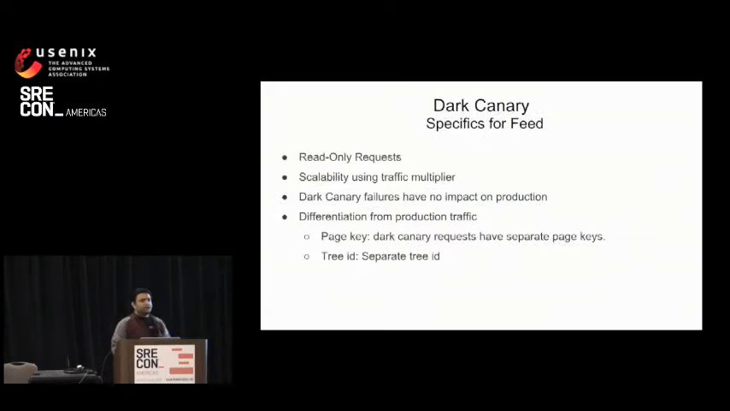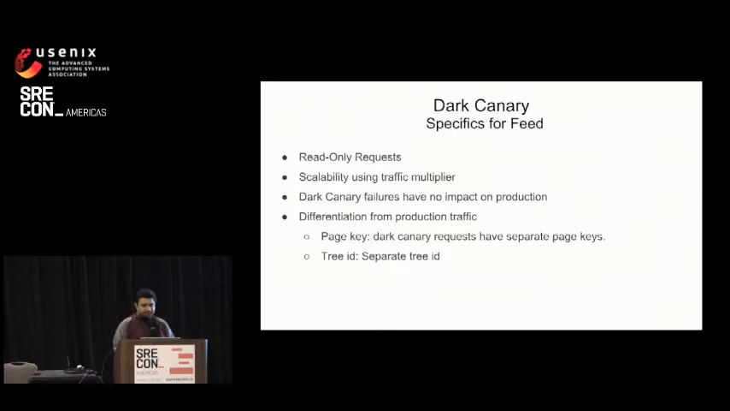So how do we use dark canary for the feed system? We use dark canary only for read-only requests. The read requests are forwarded to the dark canary, and write requests are automatically filtered out. Because of this, we can also scale via the multiplier. If we want to send more traffic, we just update the multiplier, and we can send more traffic to the dark canary node. There is no production impact, as the dispatcher node is not going to send the responses back to the clients.